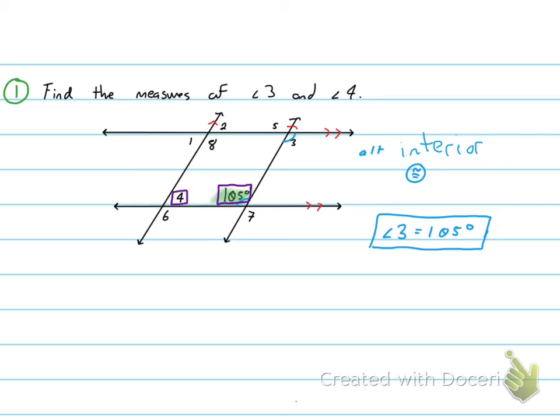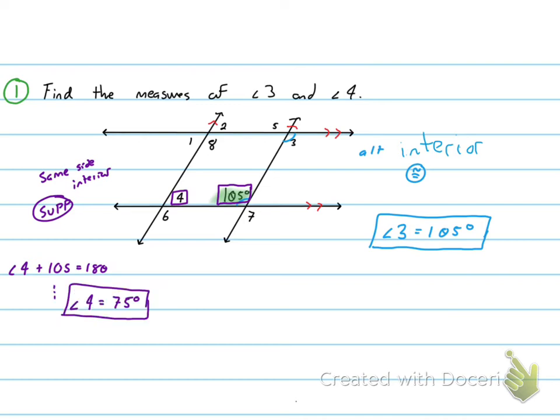Next, to find angle 4, I notice that angle 4 and that 105 degree angle are same side interior angles, and we know that those are supplementary. So 4 plus 105 is 180. Angle 4 has got to be 75 degrees.